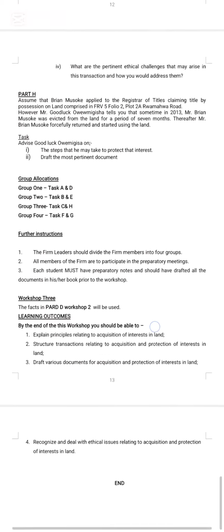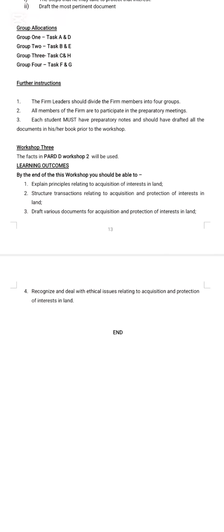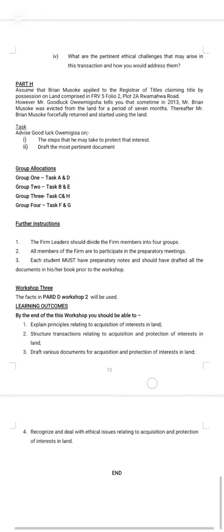So that was it for workshop 2. Let me pass through workshop 3. The facts of part D workshop 2 will be used. By the end of this workshop, you should be able to explain processes relating to acquisition of interest in land, structures, transactions, draft various documents, and organize ethical issues. So I can't advise on workshop 3 because the facts are not adequate.